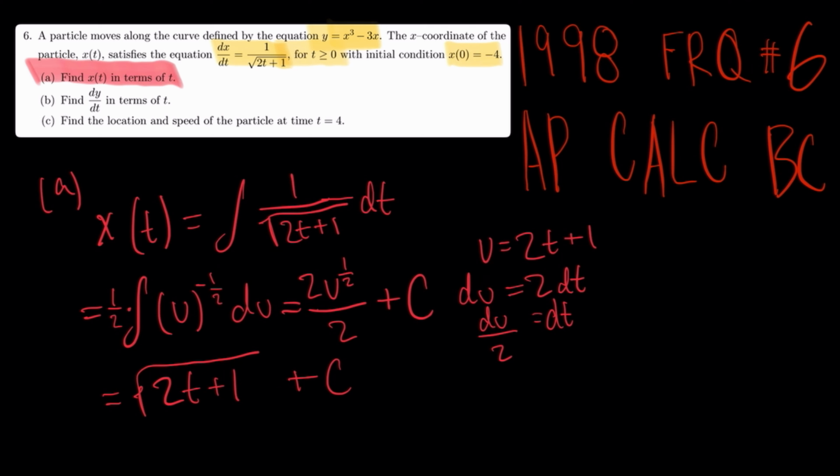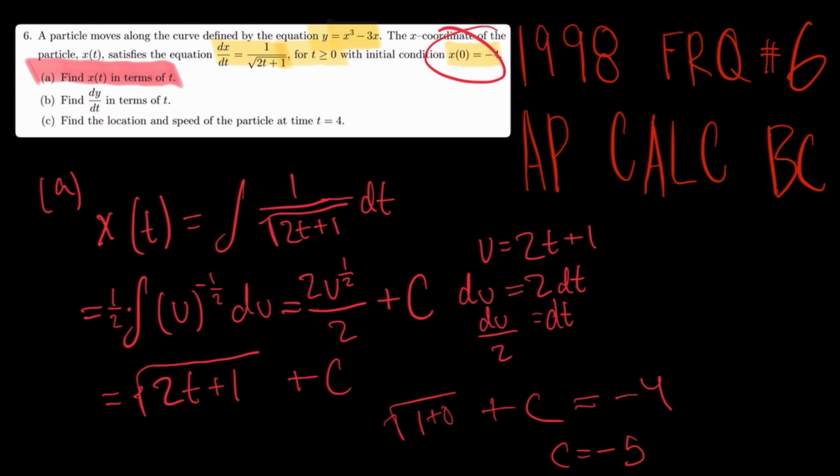So we are given this initial condition at the top that x of 0 equals negative 4. So if we substitute 0 for t, we will get the square root of 1 plus 0 plus c equals negative 4. We know that the square root of 1 is 1. So if we subtract 1 from both sides, we get c equals negative 5.